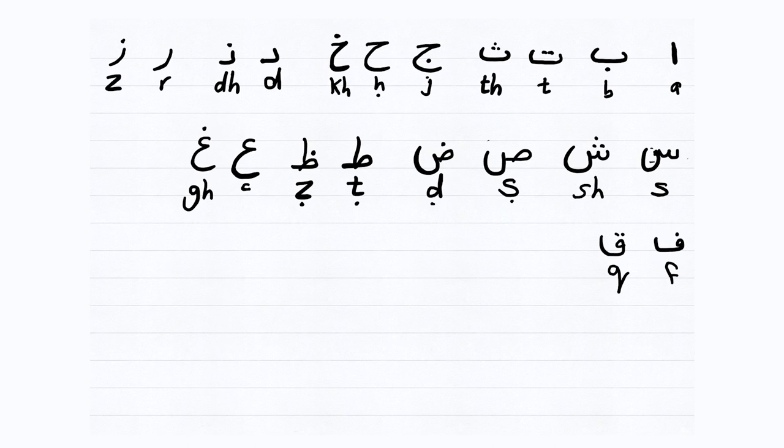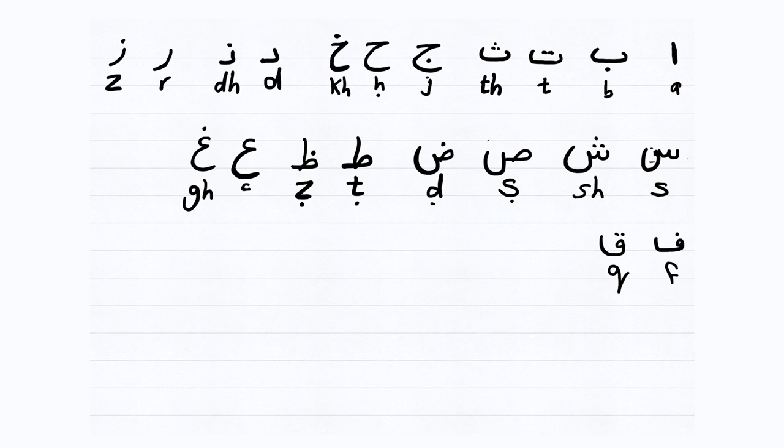So fa is like f, regular F. Qaf is a Q. If you look at these two, you will feel like they are exactly identical, although one has one dot and the other has two dots. Yes, but if you want to be really accurate, the fa is a bit flat, and the qaf is a bit compact. And that's what is being seen here on the screen. Now, fa, qaf. So let's repeat quickly.